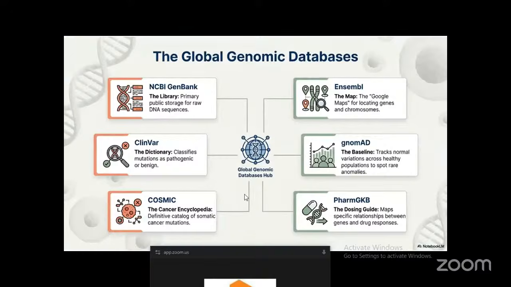Among the freely available resources is NCBI, which has vast DNA sequences, and NCBI GenBank. ClinVar classifies mutations as pathogenic or benign. COSMIC contains data on somatic cancer mutations. Ensembl is like Google Maps for locating genes and chromosomes. gnomAD tracks normal variations across healthy populations to spot rare anomalies. And PharmGKB.